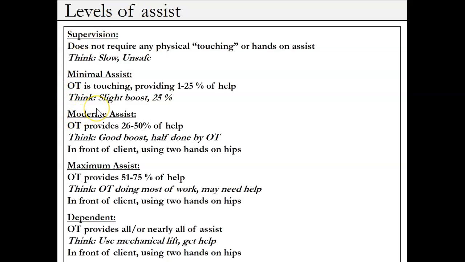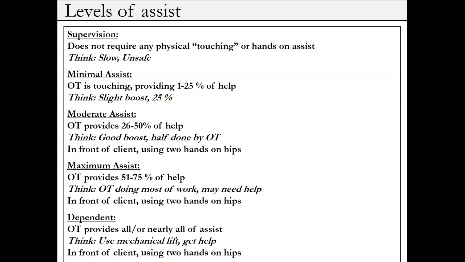Minimal assist, slight boost. Think like 25%. When I say 25%, the patient is doing 75%, and you as the OT are doing 25% or less. You're touching, you're grabbing that gait belt. In a lot of cases, it's just one hand on the gait belt in the middle of their back, and you're giving them that slight boost to get up.